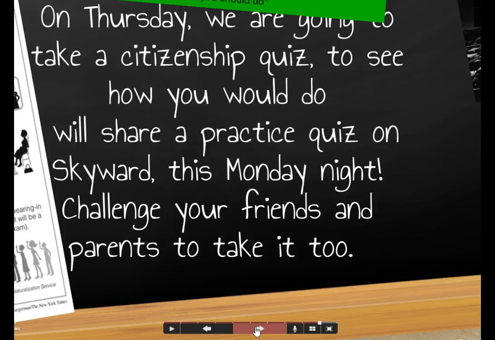So on Thursday, we're going to take a citizenship quiz. It may be Friday. We'll just see how things move along on our citizenship unit to see how you would do. What I'll do is share a practice quiz on Skyward this Monday night. Take it yourself. It will be a Google form, much like our surveys have been. Challenge your friends to take it, and challenge your parents to take it. It'd be fun to see how many people can pass this.